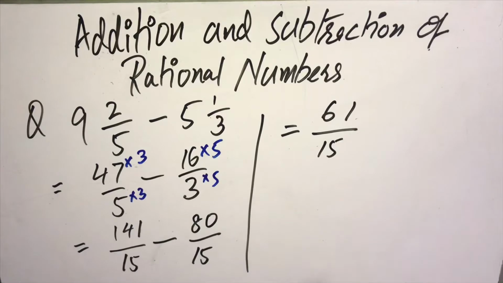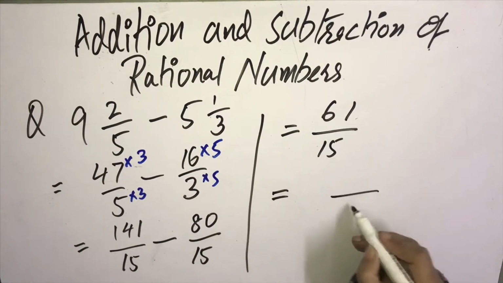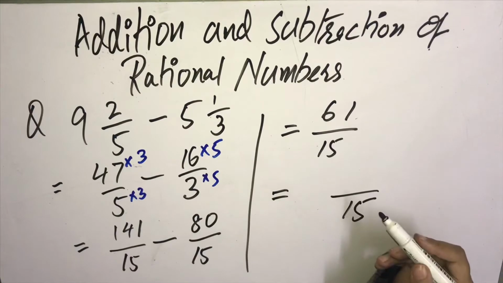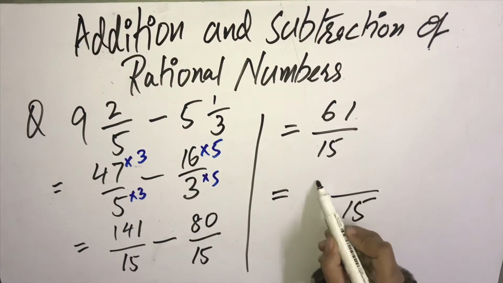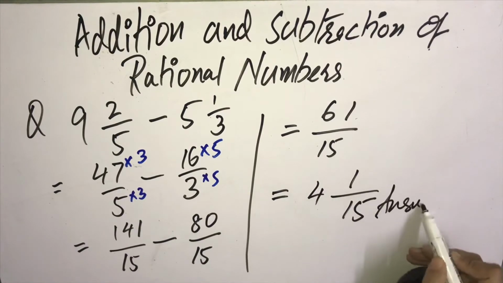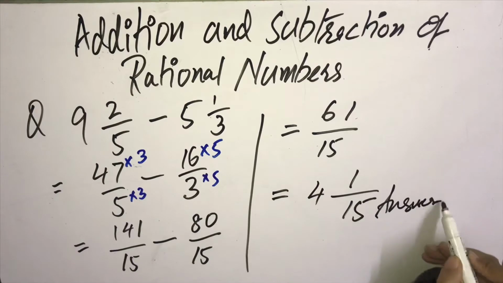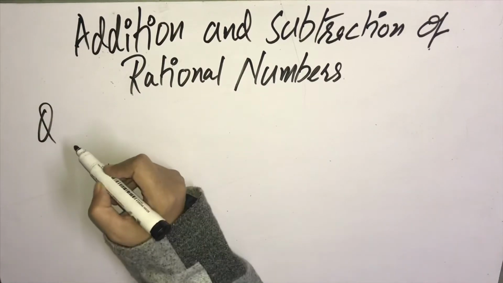The easiest way to convert into a mixed number is to read the table of 15. 1 times 15, 2 times 30, 3 times 45, 4 times 60, and this is the remaining 1. The answer is 4 whole 1 by 15. Next question.